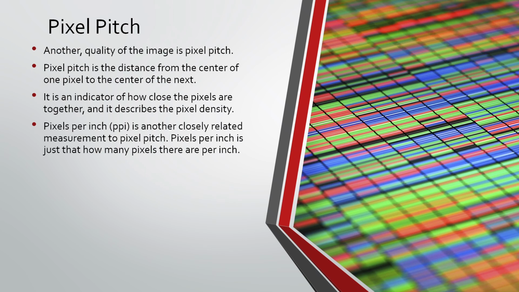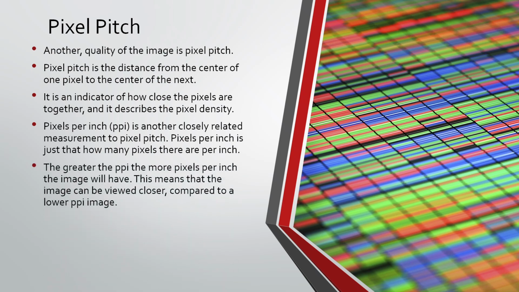Another one is pixels per inch. It could also be described as another closely related measurement to pixel pitch. Pixels per inch is just that, how many pixels there are in an inch of an image. The greater the pixels per inch, the more pixels per inch the image will have. So the larger the number, the more pixels there are in every inch. This means that the image can be viewed closer compared to a lower pixels per inch image.